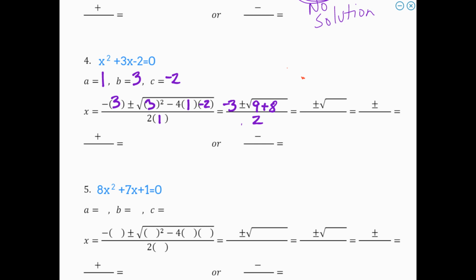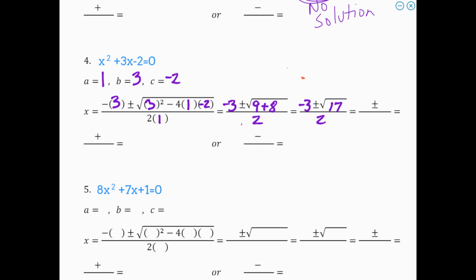Underneath the radical? Is that what you mean, inside the box? Okay, and it becomes what? 17. Does 17 simplify? Can I take the square root of 17 and simplify it at all? No, there's no factors because 17 is prime, so I can't do anything else with it.